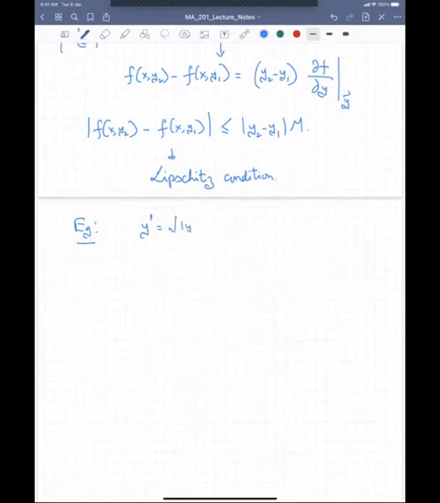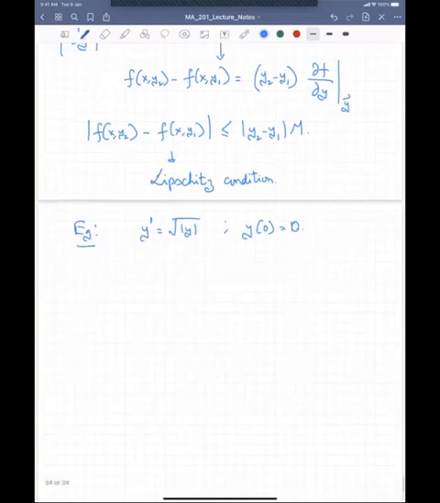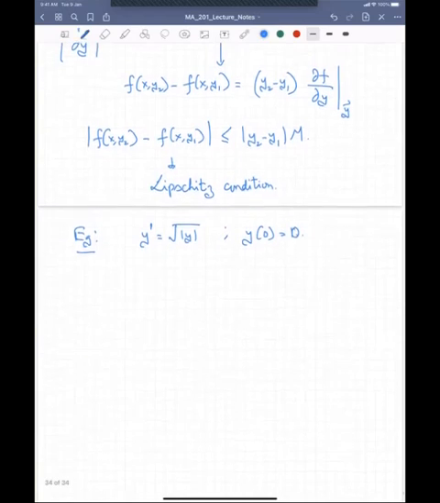So the example is this. And my initial condition is y of 0 equals 1 or something like that. Or y of 0 equals 0. Now we can solve this differential equation. The way you solve it is simply put u equals y square, like in the Bernoulli problem, and then you can solve this equation. And it turns out that you can have two different solutions.